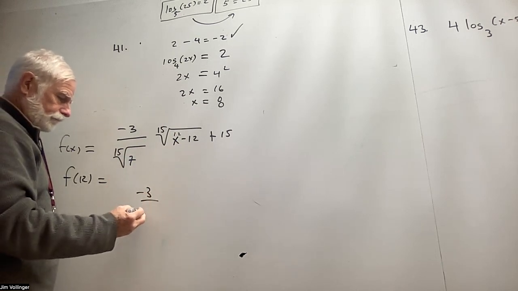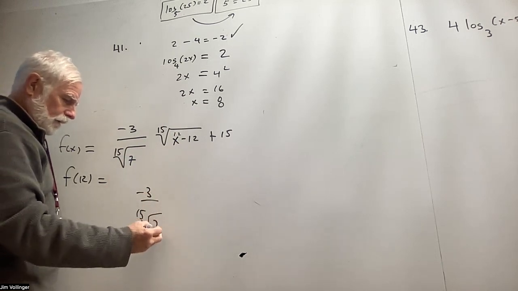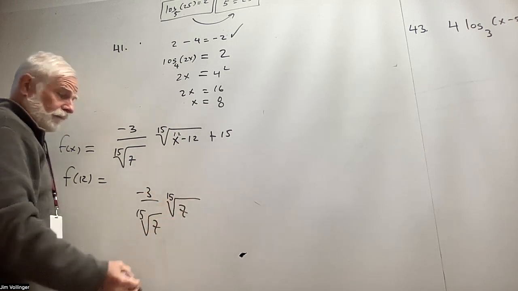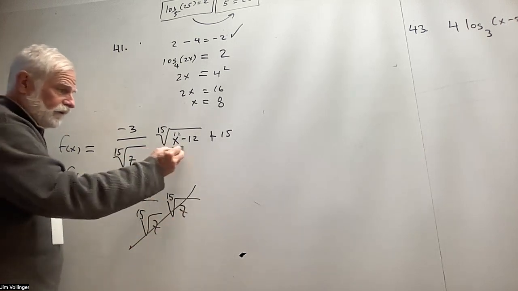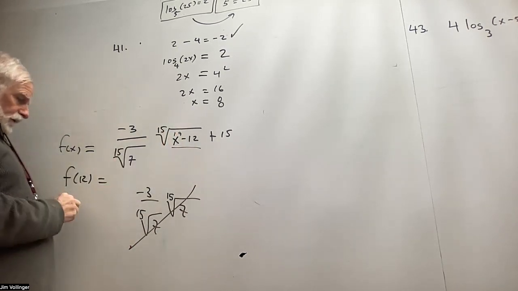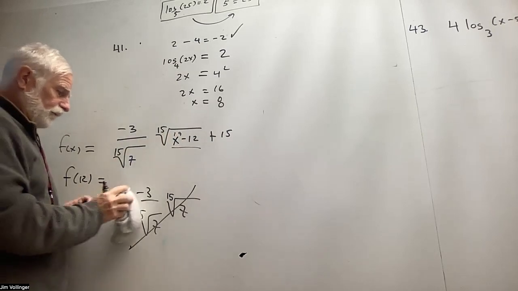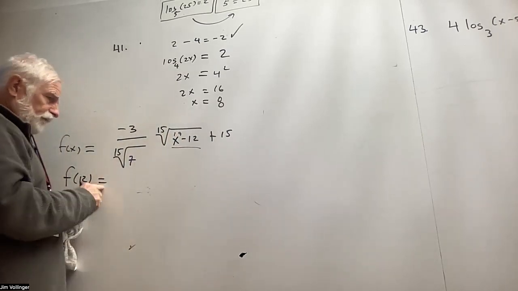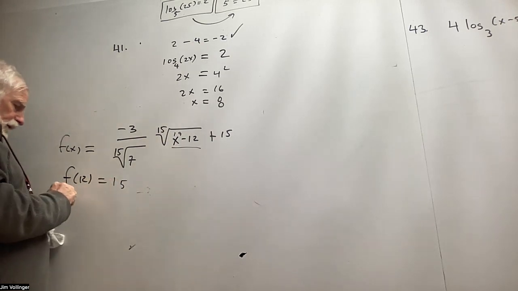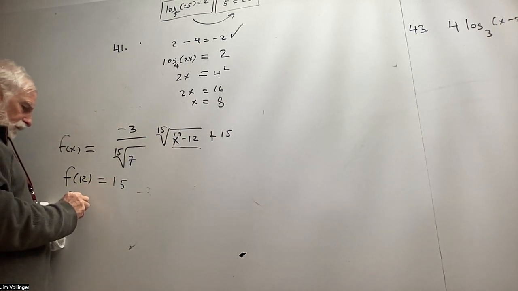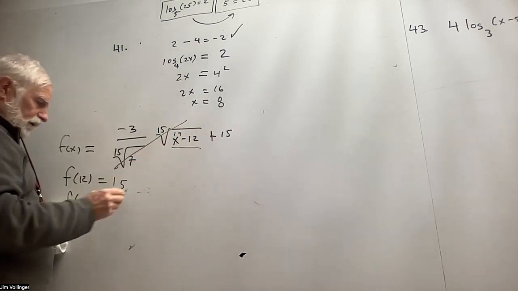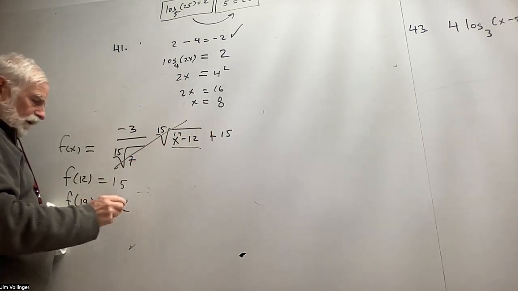occurs when I get the 15th root of 7. Boom. So I want to make this 7. I think 19 gets that done. So I guess I didn't finish this first one. So f of 12 gets you 15. And f of 19, oh my Lord, gets you cancellation. Negative 3 plus 15 gets you 12.